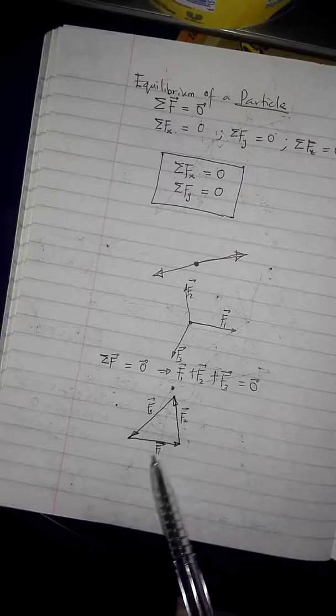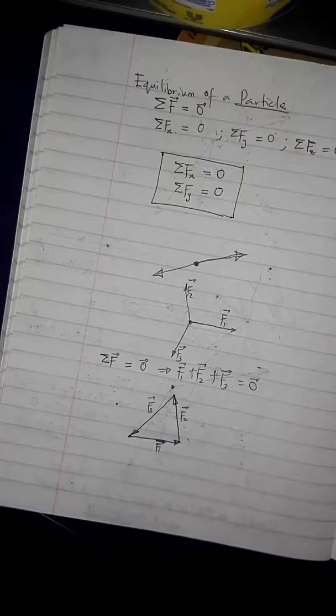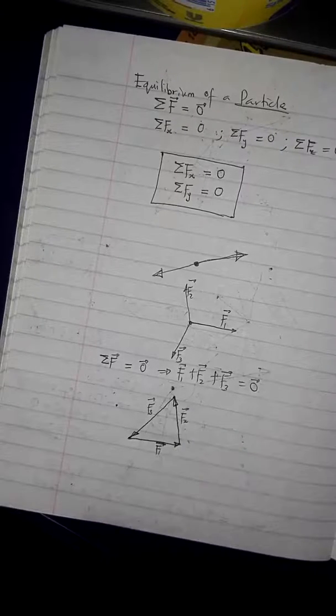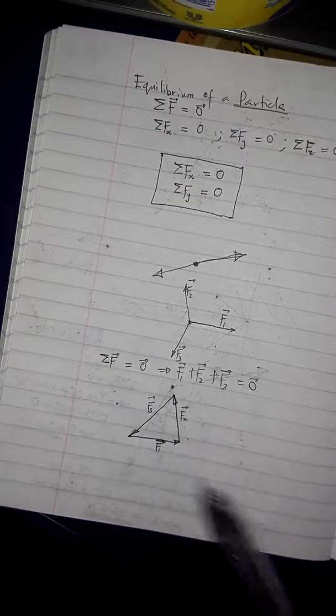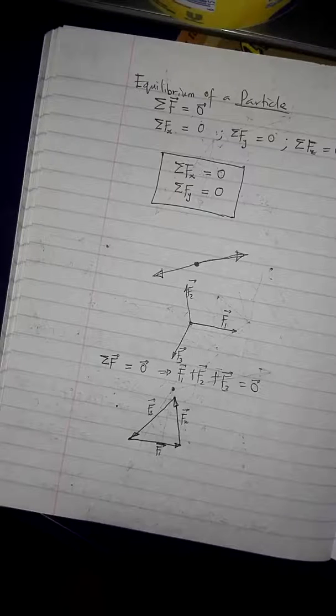So it must be that when I arrange all of them in a tip to tail fashion, it must give me a closed figure at the end of the day. It's not that I'm trying to close it; this will naturally give me a closed figure if the body in consideration is in equilibrium. Alright, so that is the idea right here.